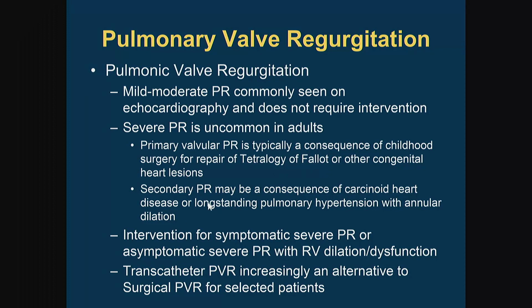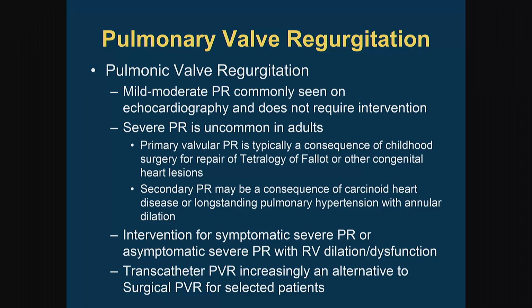Secondary pulmonic regurgitation may be a consequence of other pathologies like carcinoid heart disease or long-standing pulmonary hypertension with annular dilation. The recognition of pulmonary valve regurgitation is heralded by the physical exam and auscultation.